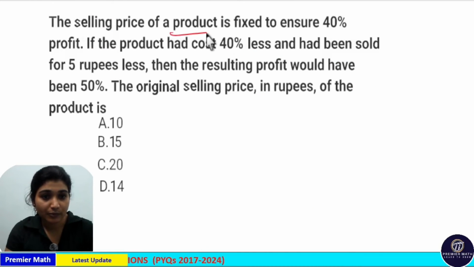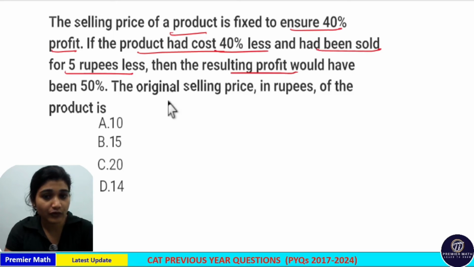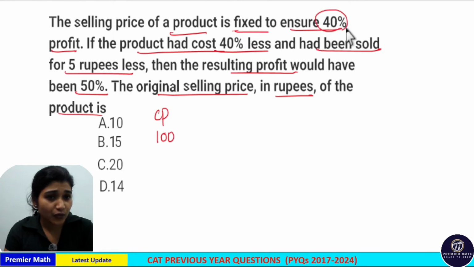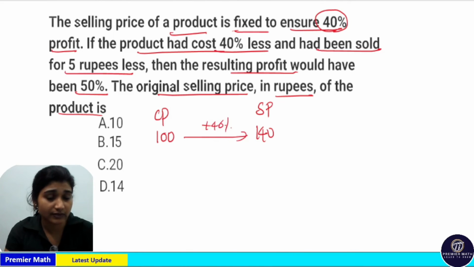The selling price of a product is fixed to ensure 40% profit. If the product had cost 40% less and had been sold for 5 rupees less, then the resulting profit would have been 50%. The original selling price in rupees of the product is here. If I'm considering the cost price of this product as 100 rupees, then the product is fixed to ensure 40% profit, which means the selling price must be 100 plus 40, 140 rupees, because profit here is equal to 40%.